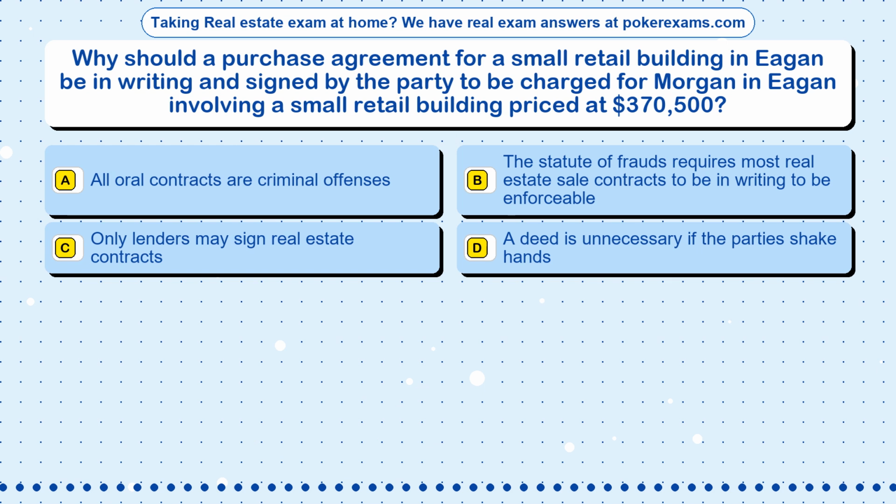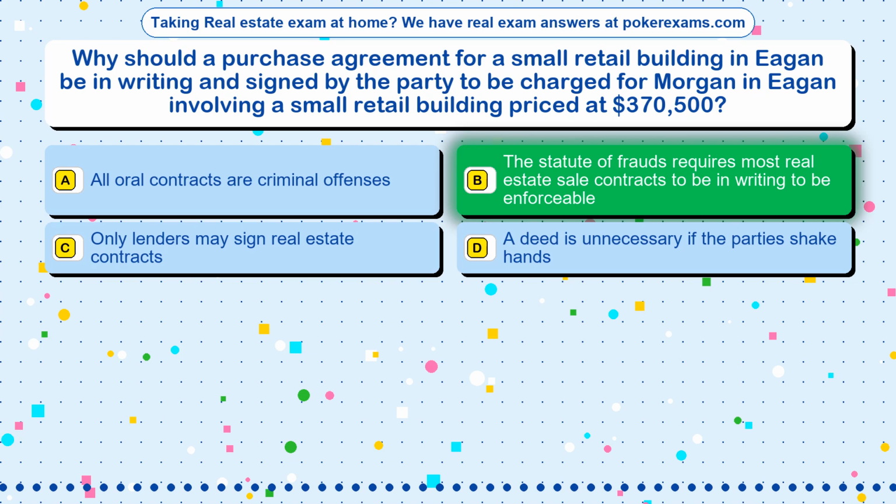Question 30. Why should a purchase agreement for a small retail building in Egan be in writing and signed by the party to be charged for Morgan in Egan involving a small retail building priced at $370,500? Option A. All oral contracts are criminal offenses. Option B. The statute of frauds requires most real estate sale contracts to be in writing to be enforceable. Option C. Only lenders may sign real estate contracts. Option D. A deed is unnecessary if the parties shake hands.